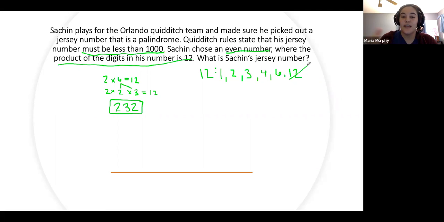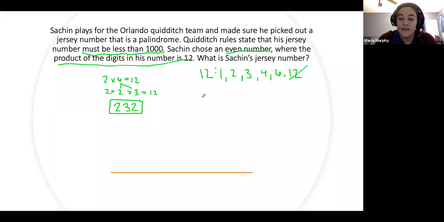And since the first and last digit have to be the same, if I was to choose either one of these, 1 times 1 would be 1, 2 times 2 would be 4, 3 times 3 would be 9, 4 times 4 would be 16, and 6 times 6 would be 36. So I can't use any of these digits twice, nor can I use them just once, right? Because it's not going to give me the product of 12.